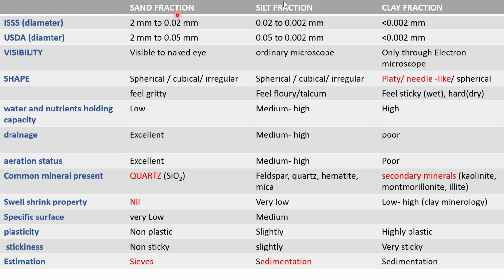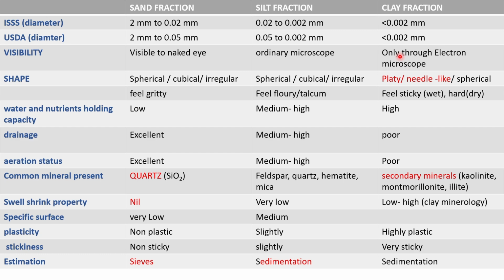Then let's see the properties of the clay fraction. We can read this later. For this clay fraction, what is the range of diameter according to ISSS and USDA? It is less than 0.02 millimeter. In both systems, the diameter is less than 0.02 millimeter.